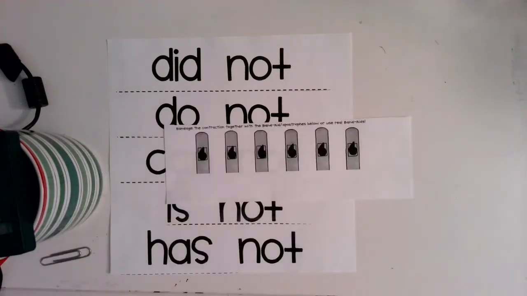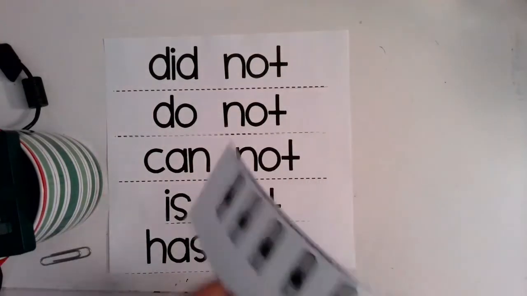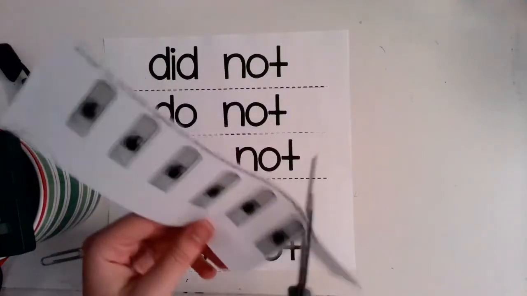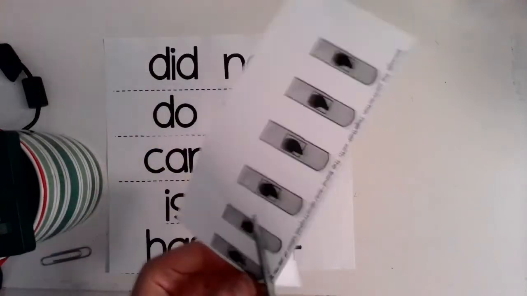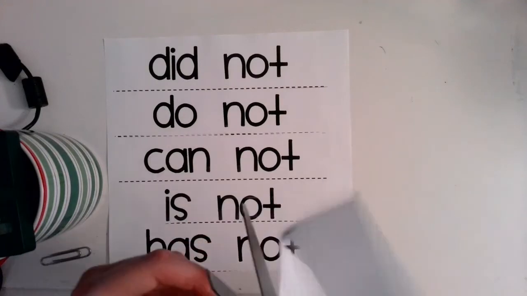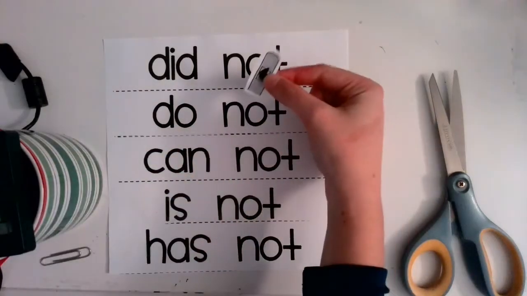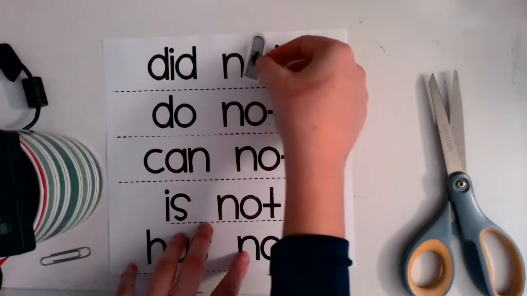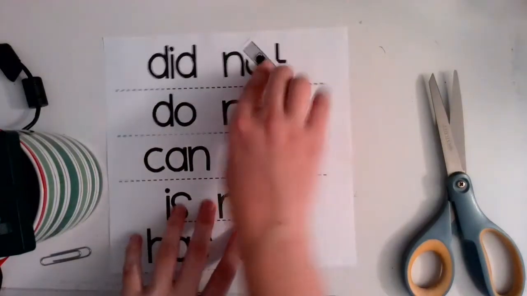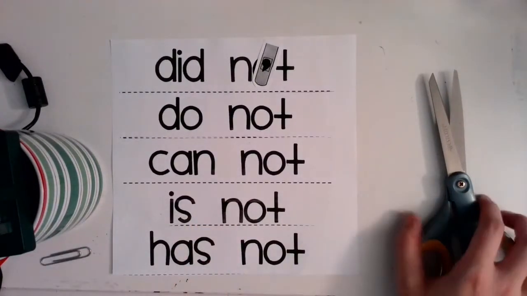So, I cut off some Band-Aids here that were at the bottom of the sheet. If you have this worksheet too, you're going to take a Band-Aid and just quickly cut it out. The Band-Aid is like the apostrophe. So did not becomes didn't. Actually, it's probably upside down. I didn't steal the cookie from the cookie jar.